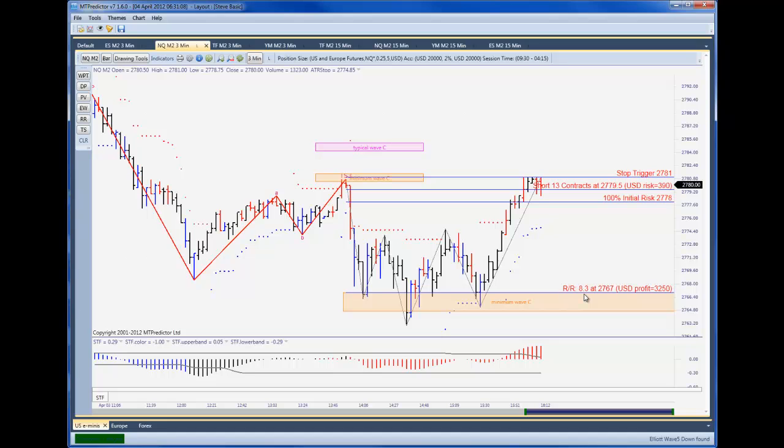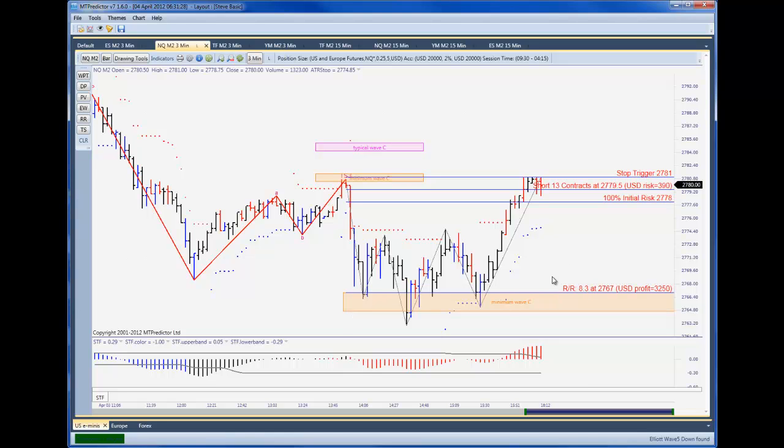You can see the profit at this level here would have been approximately 8.3R. Standard trade management guidelines would be coming out at this level here, because the STF is what we call weak. Therefore, we'd be looking to take profits at this particular level here.